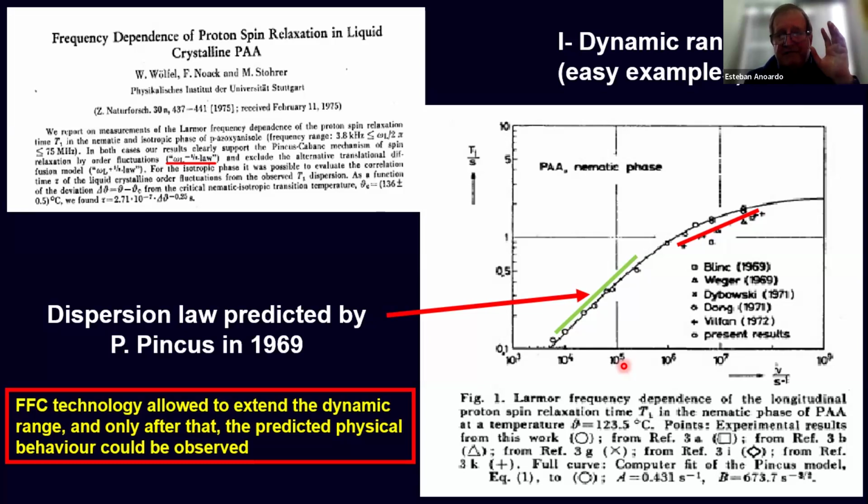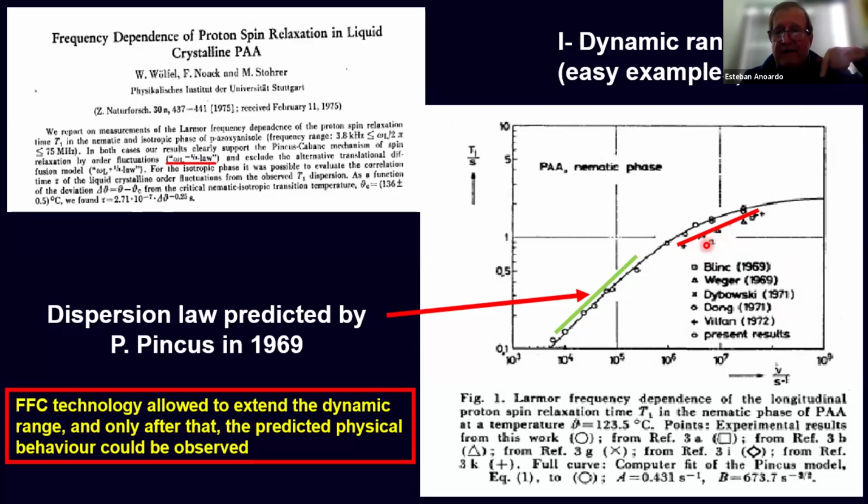This is the case of a thermotropic nematic liquid crystal, and PAA is a quite standard liquid crystal, nematic phase. First, Pincus in 1969 proposed a model with a quite clear frequency dependence due to ordered director fluctuations of the mesophase. Immediately after the paper of Pincus, people started to try to observe this frequency dependence, but the frequency range was not the correct one. This is not the slope they had to observe in a log-log plot.